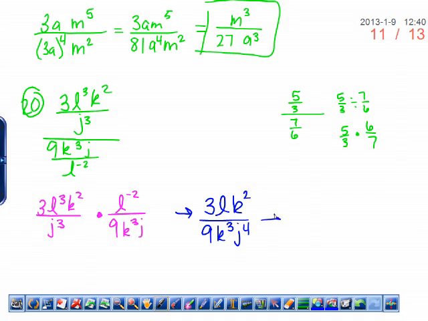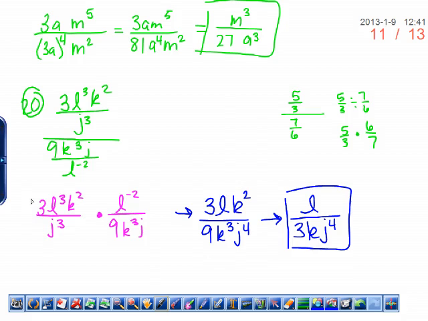And then we can reduce that. What would be left on top? Just the L. Because 3 over 9 turns into 1/3, so 3 on the bottom. K squared over K cubed turns into a K on the bottom. And then J to the 4th. I just simplified. How'd you get that then? How'd I get this? Yeah. So I just multiplied across the top and across the bottom. Oh, okay.